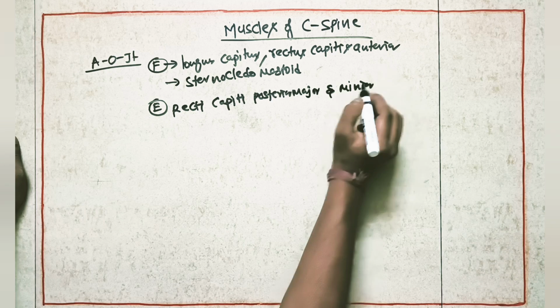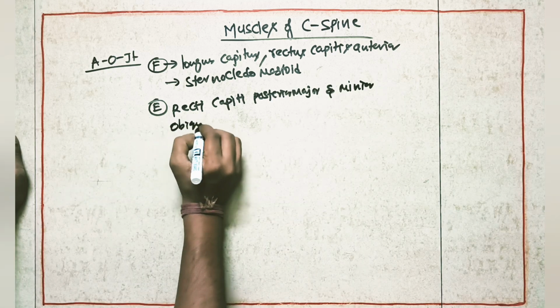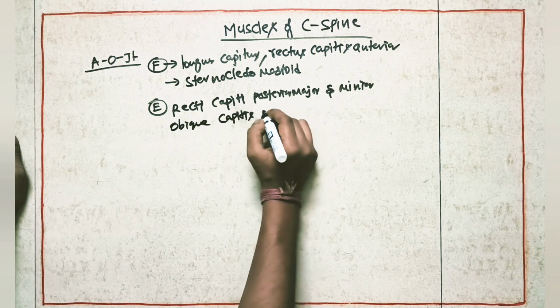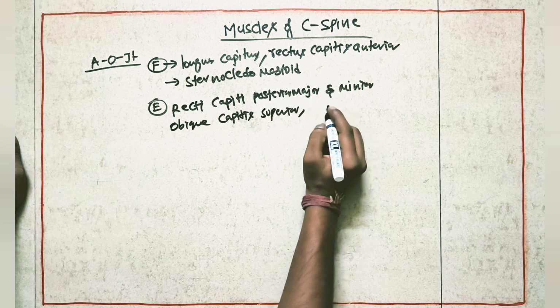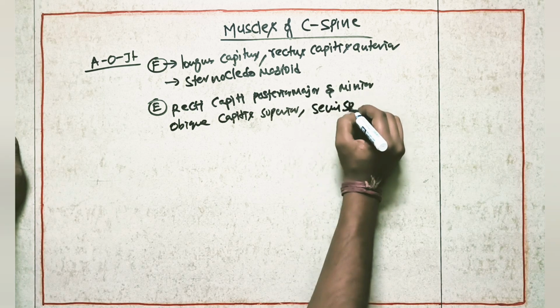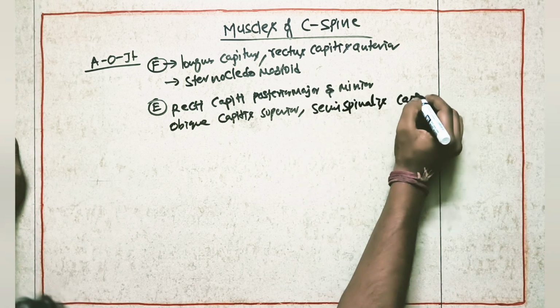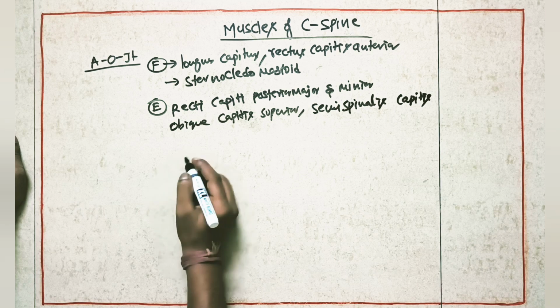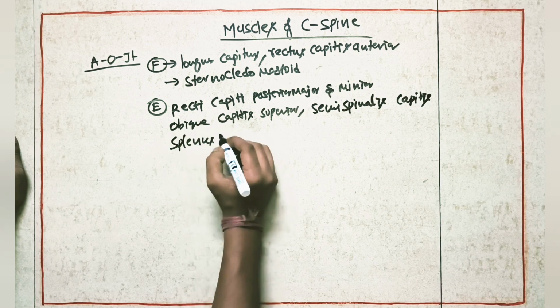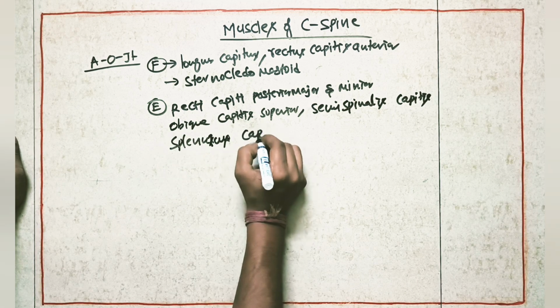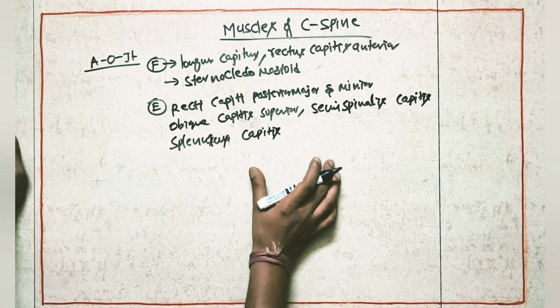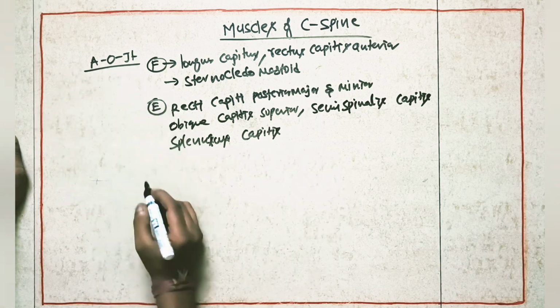Posterior major and minor, this is one muscle. And one more muscle, obliquus capitis superior, and semispinalis capitis. And one more muscle, that is splenius capitis. Okay, these are the extensor muscles of the atlanto-occipital joint.